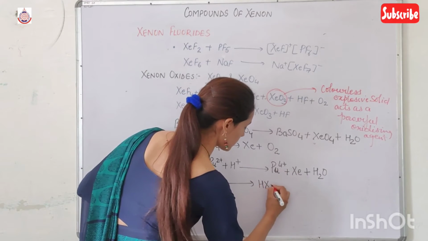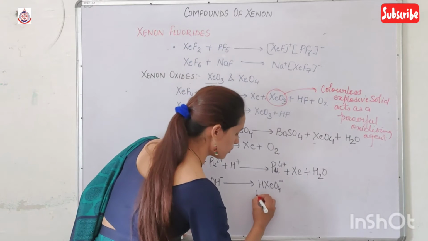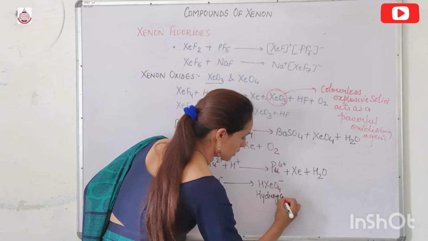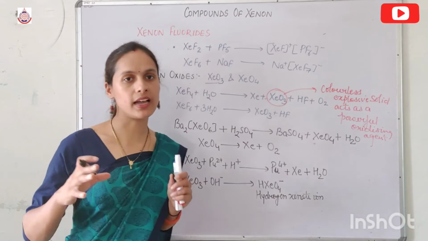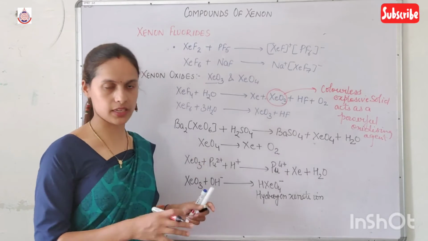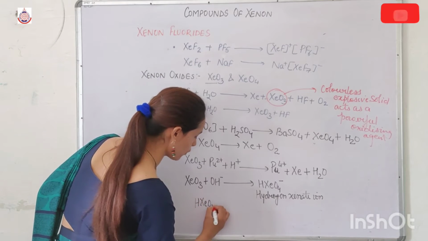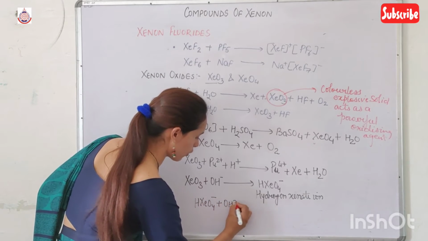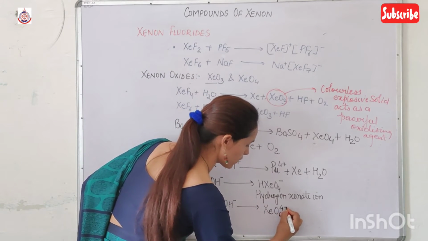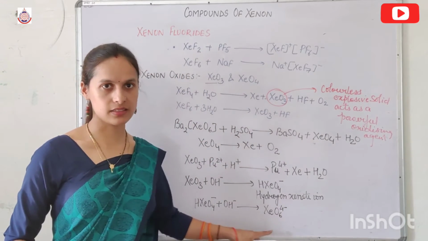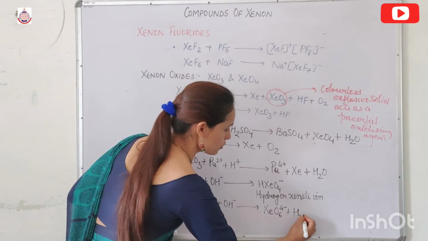To form HXeO4 negative, that is hydrogen xenate ion, which undergoes slow hydrolysis in the same medium, means HXeO4 negative plus OH negative. On prolonged reaction, it gets converted into XeO6 4 negative, that is perxenate ion, along with H2O.